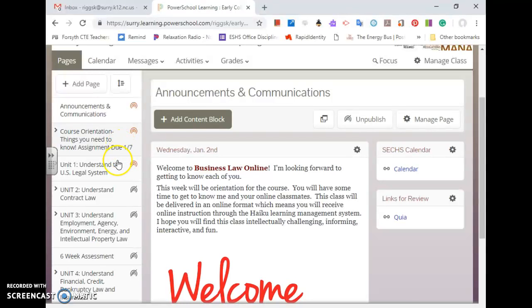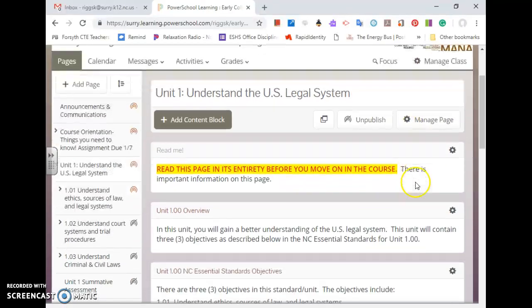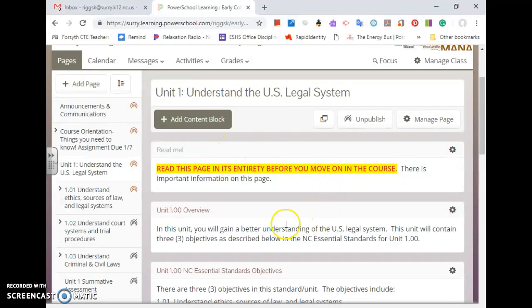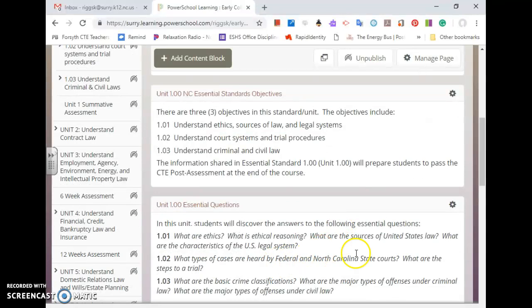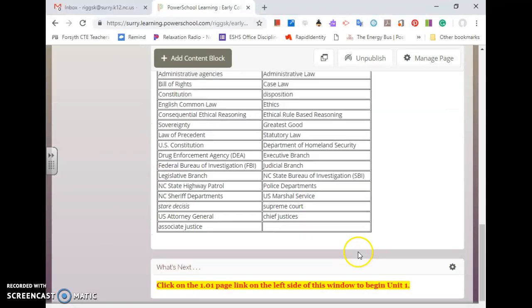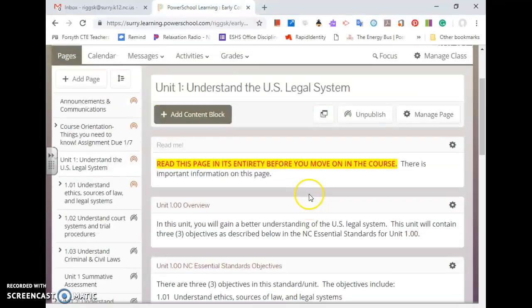In this week, we're actually digging into the content of business law, starting with Unit 1. If you look at Unit 1, it tells you to read this page in its entirety, and I'll let you read that about the three objectives and the vocabulary and what all we'll be covering.